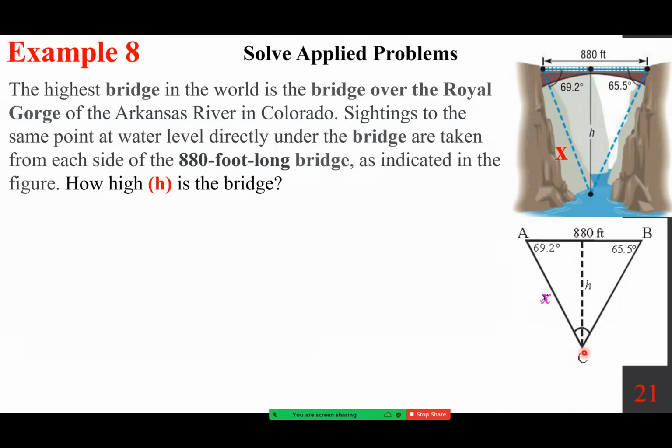And I hope you realize one easy way to find H is to use this angle and this one, sine of this angle. This is a 90-degree angle. Sine of 69.2 is H over X. So if I have X, I can come up with H. So we are looking for X. So how do we find X?